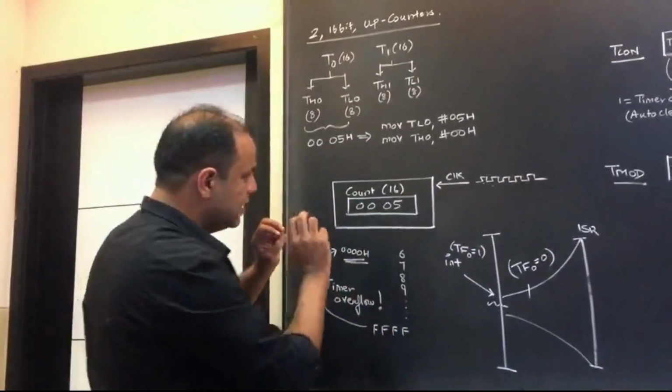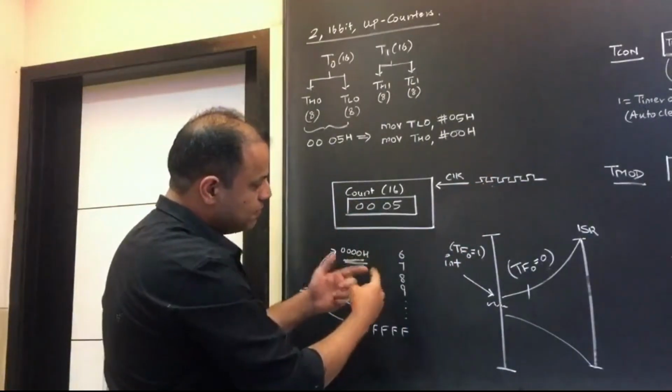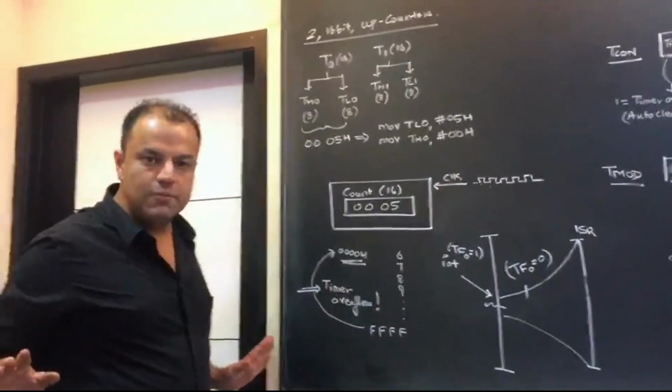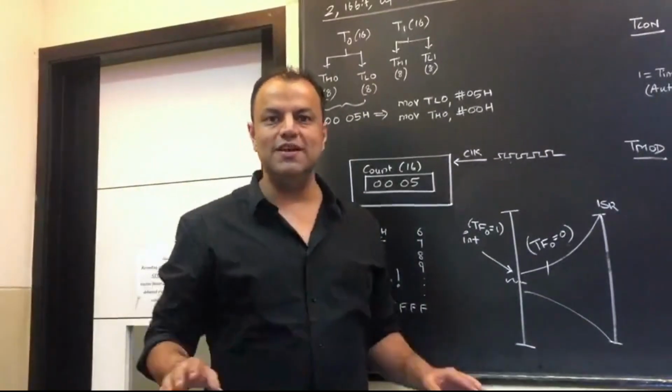Okay? So the first thing that we do is load the count. After we load the count, we apply clock pulses. On every clock pulse, the count will go on getting incremented. Eventually, the timer will overflow. All this while the processor was free. Timer was doing the counting, the processor is free. When the timer overflows, the delay is achieved.